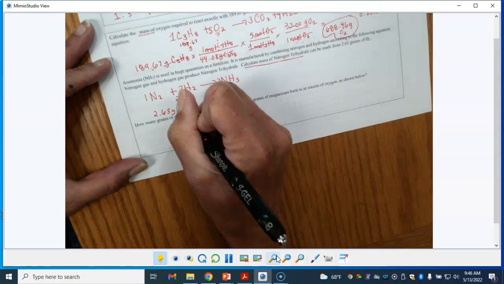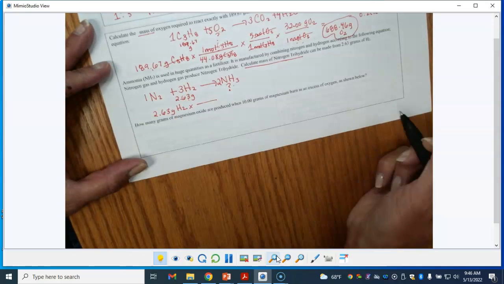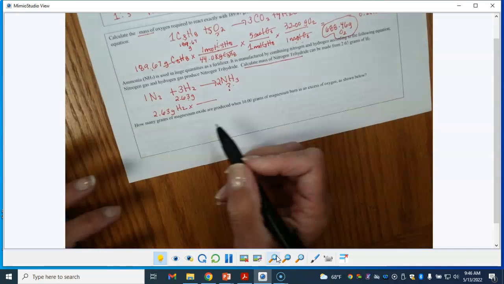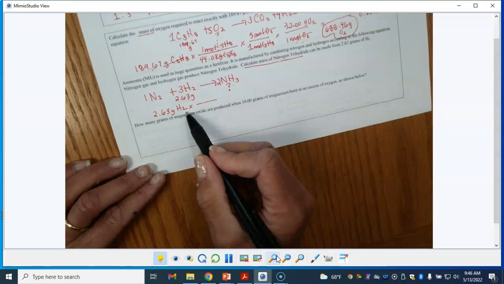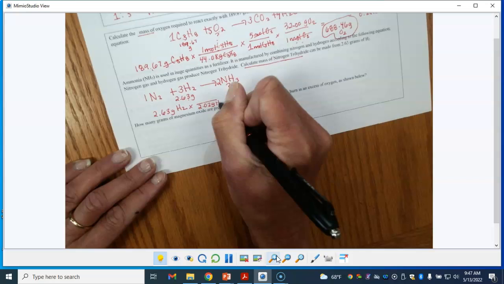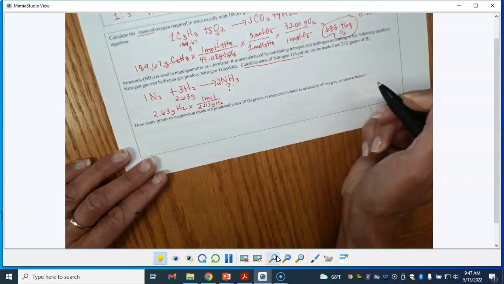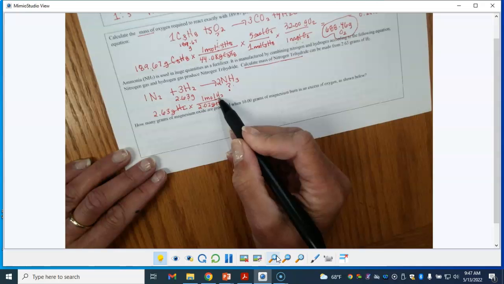2.63 grams of H2. I need to convert grams to moles using the molar mass. So the molar mass of hydrogen is 1.01. Okay, I got 2 of them. So it's going to be 2.02 grams of hydrogen is the same as 1 mole of hydrogen. That's the molar mass. So my grams of hydrogen are gone, and I'm sitting at moles.